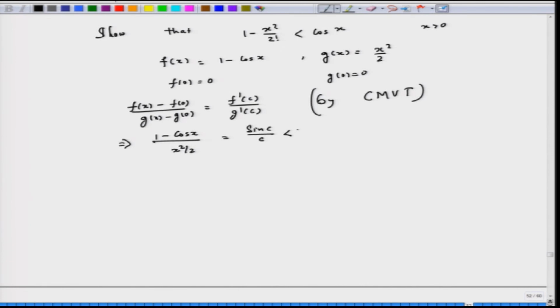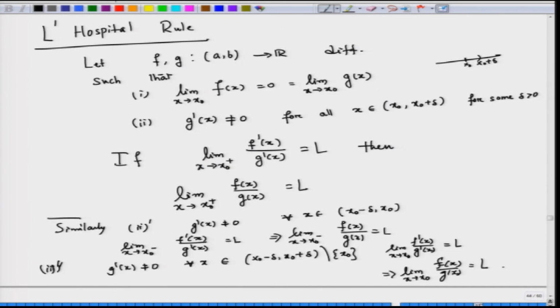Now, this is less than 1. So, therefore, 1 minus cos x is less than x square by 2, hence 1 minus x square by 2 is less than cos x. Okay, so now let us try to get the proof of this L'Hopital rule. I will just give you the sketch of the proof.